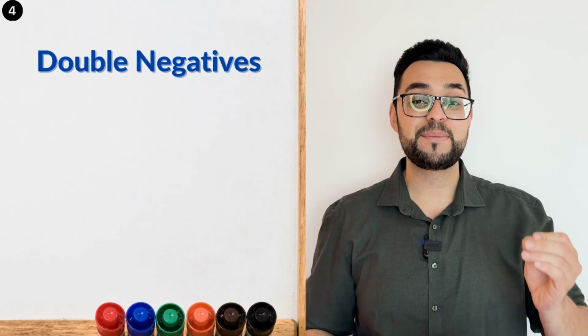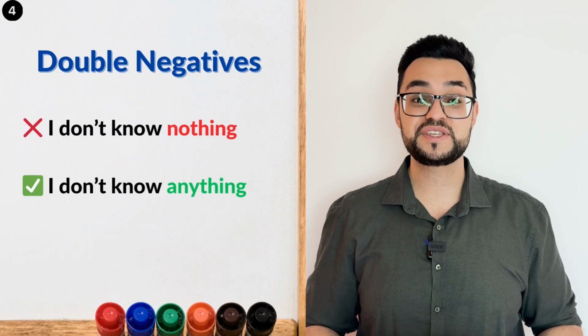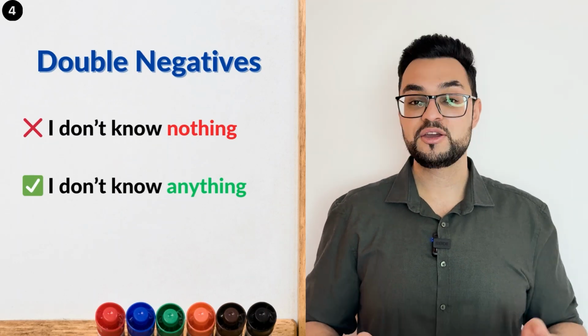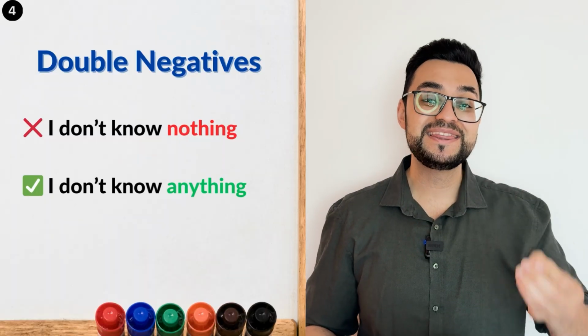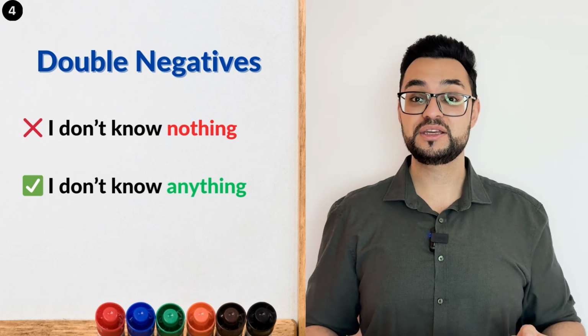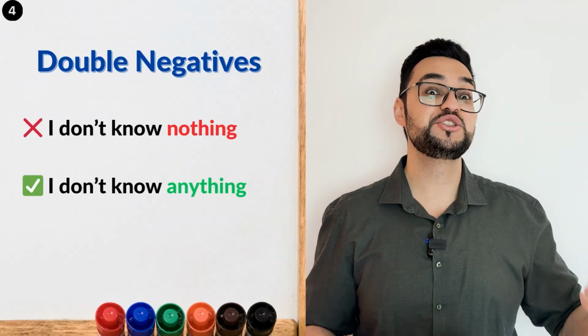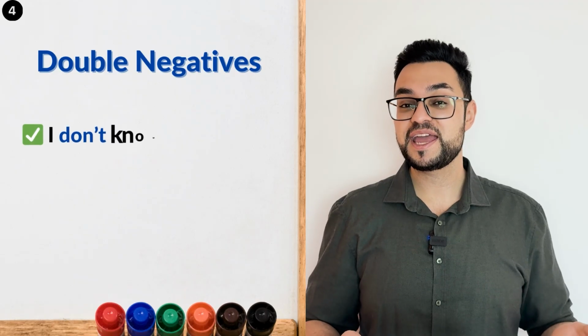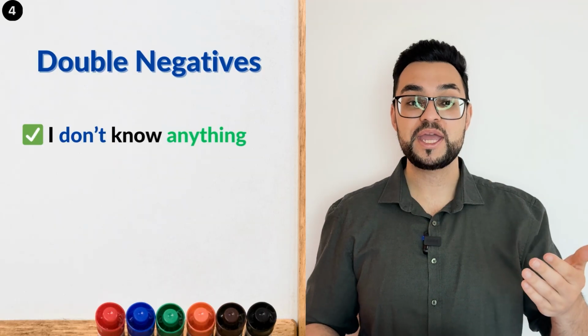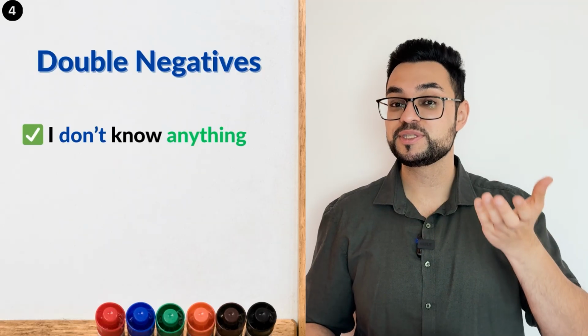Number four, double negatives. Like saying, I don't know nothing, instead of saying, I don't know anything. Remember, in English, we normally don't use double negatives. Like we don't use don't and nothing together because they cancel each other. So if you say, I don't know nothing, it means you know something, which isn't what you want to say, right? So instead, you can use the word anything when you are saying something negative, like you are using don't, you can use anything with it.